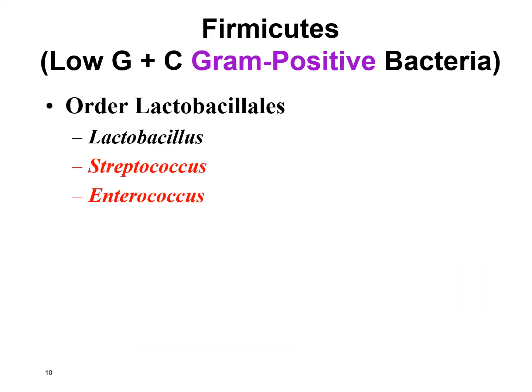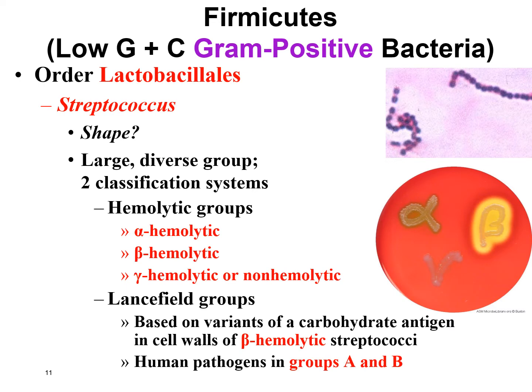Okay, and now we're going to take a look at some other low GNC gram-positive bacteria. We'll look at just the Streptococcus and Enterococcus. Streptococcus is obviously going to be a chain of cocci, which you can see on this picture on the right. They're a very large and diverse group. There's a lot of different species of Streptococcus bacteria.